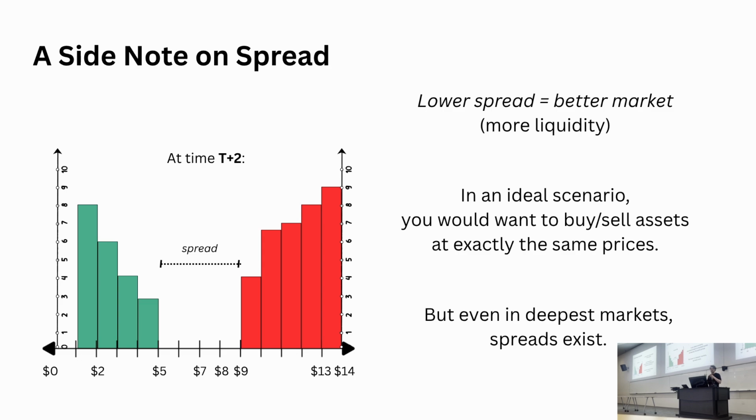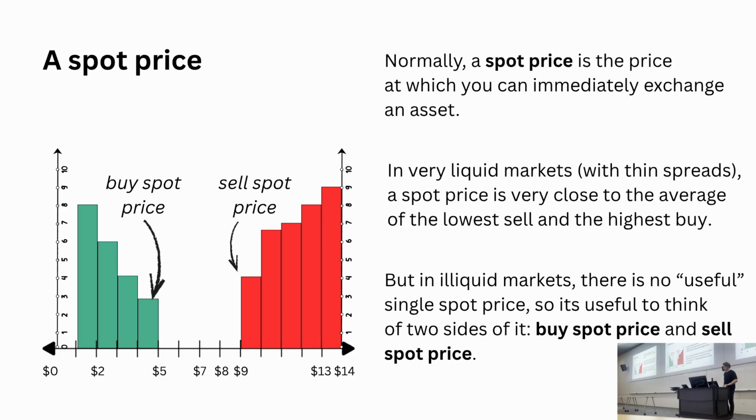If you have a tighter spread, it means that you have more liquidity, generally speaking, in the market. And you get better prices. This slide is roughly what I just said about the spot price to buy versus the spot price to sell. For deep markets, you're just thinking about the spot price as a single thing. But if you are talking about illiquid markets, the spread might be very wide. So it might be useful to think about the buy spot price, or the immediate price at which you can buy something, or the sell spot price. Vice versa, right?